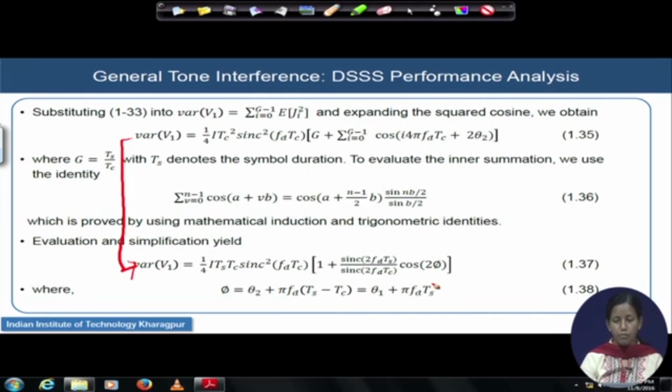Remember, here further substitution has been done, mentioned by phi, because this phi is now the whole part, this theta 2 plus pi f d into T s minus T c. If I substitute the value of this theta 2, which we understand is nothing but theta 1 plus pi f d into T c, this whole phi will end up with theta 1 plus pi f d into T s. So, this is the final variance term where our interest is lying.